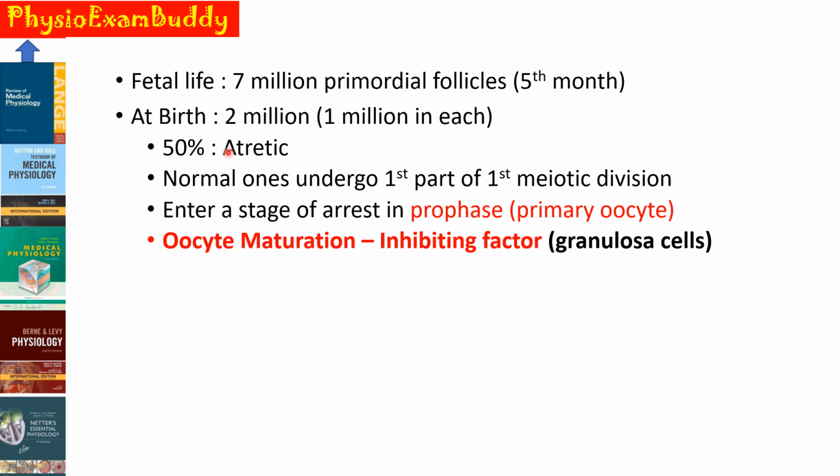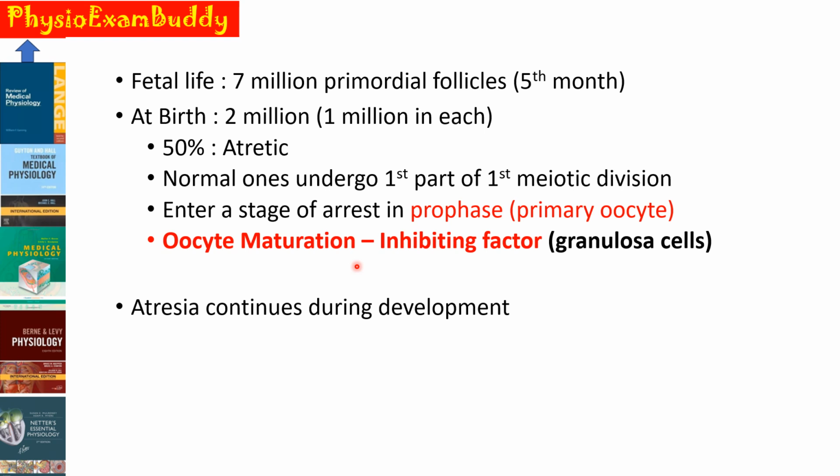Out of this 2 million, 50% is atretic, whereas the normal 50% undergo the first part of the first meiotic division, but they enter a stage of arrest in the prophase, which is the primary oocyte. This arrest at the prophase is because of a factor secreted from the granulosa cells surrounding the primordial follicle, that is the oocyte maturation inhibiting factor.